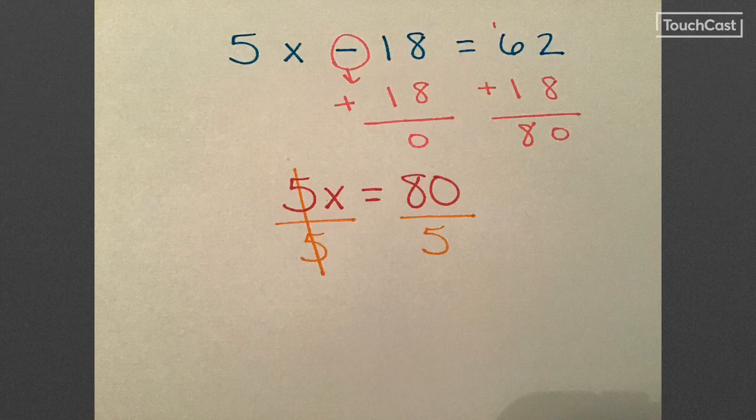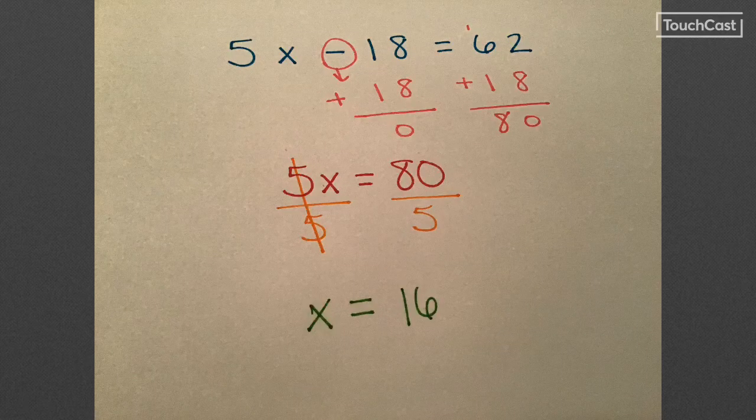So for me, that's usually the easier way to write it when setting up these equations. So what does x equal if x equals 80 divided by 5? x equals 16. Give yourself a round of applause if you got this question correct.